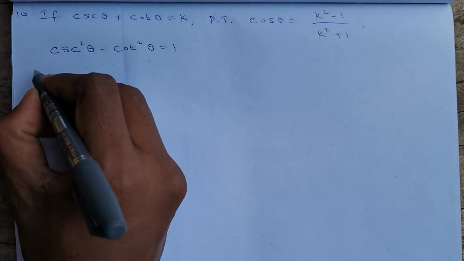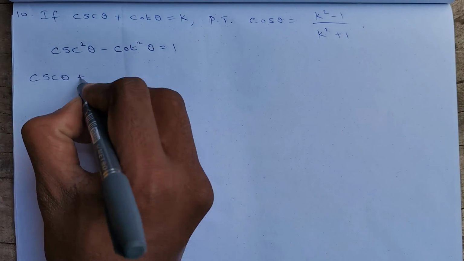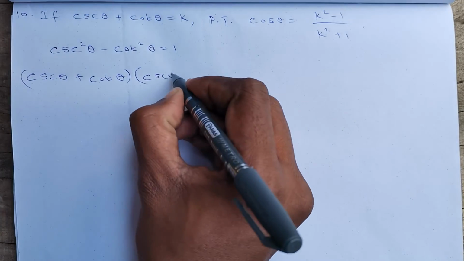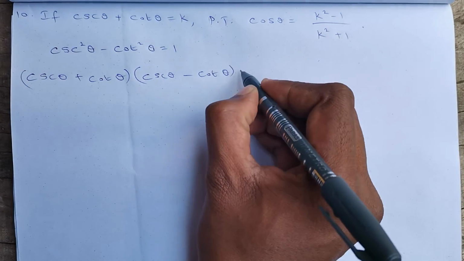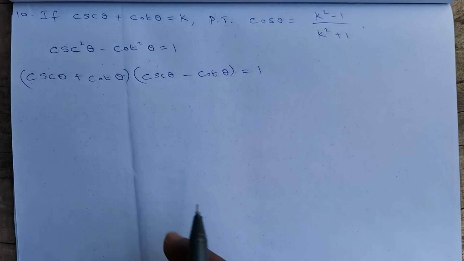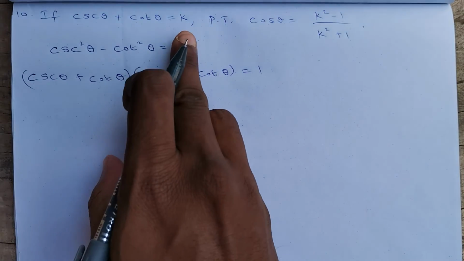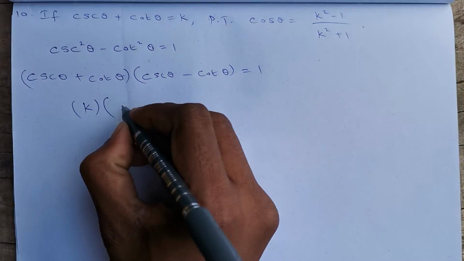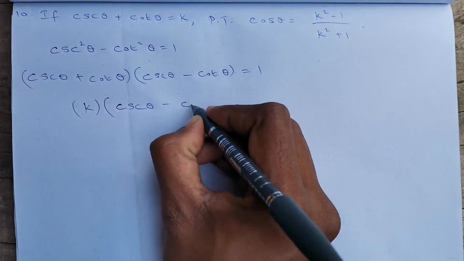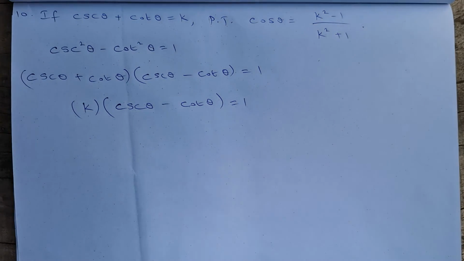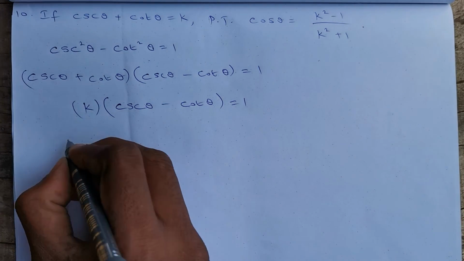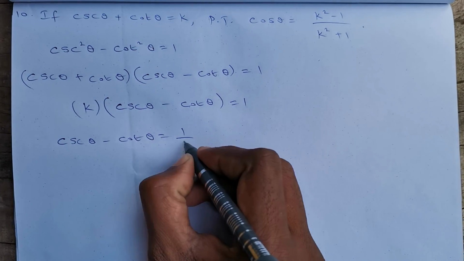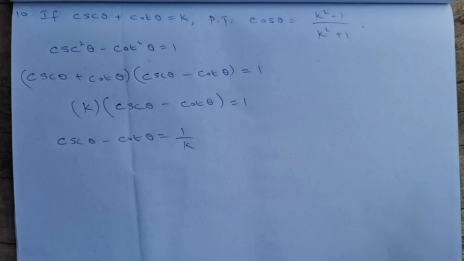So if we expand it, we will get (cosecant theta plus cot theta) into (cosecant theta minus cot theta) equals 1. Now cosecant theta plus cot theta value is given as k. So substitute it into cosecant theta minus cot theta equals 1. I will take this k to the right side. So we will get cosecant theta minus cot theta equals 1 by k.